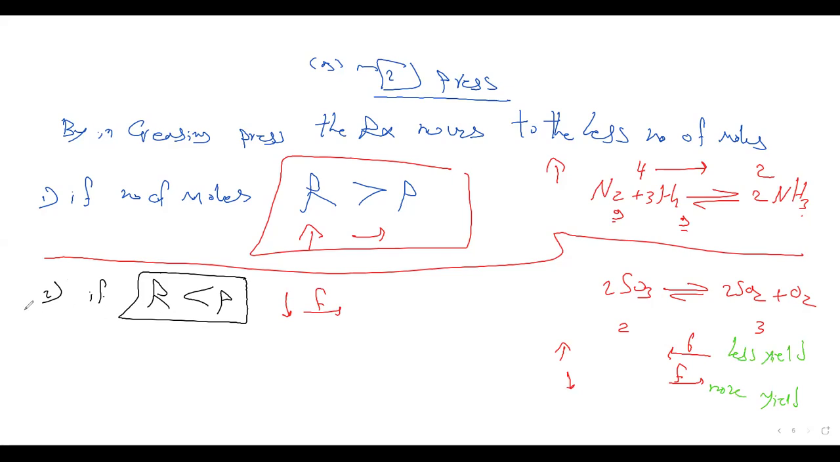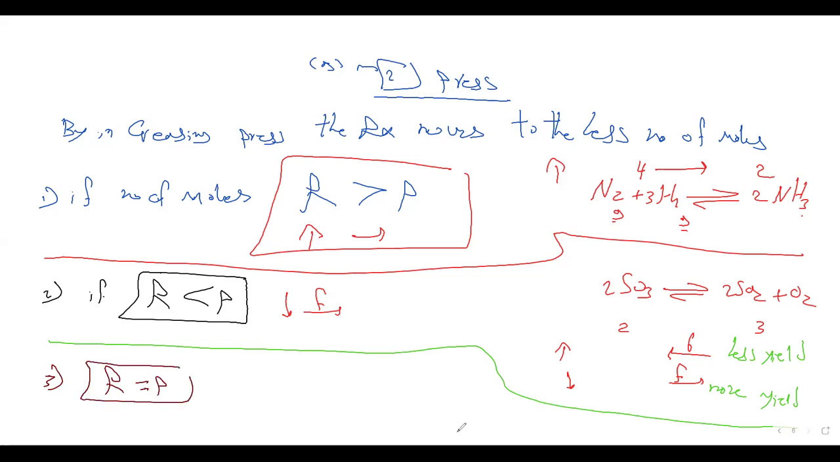The third option that we have, if the number of moles of reactants equals products, like H2 plus I2 gives 2HI. 2 moles and 2 moles. Pressure doesn't affect. Why? Equal number of moles in both sides, so equilibrium takes place.